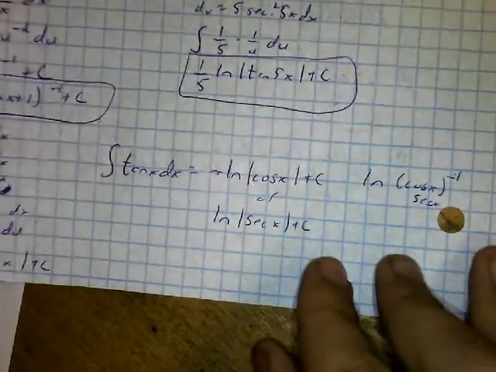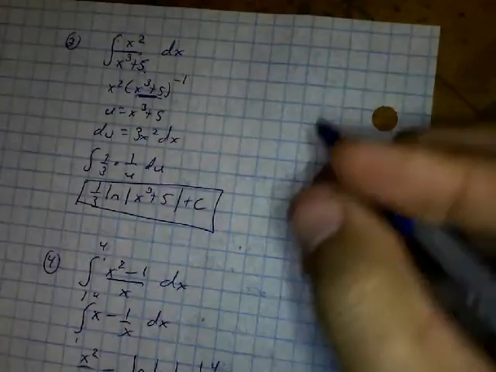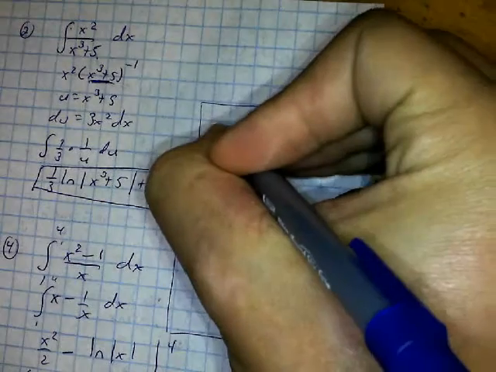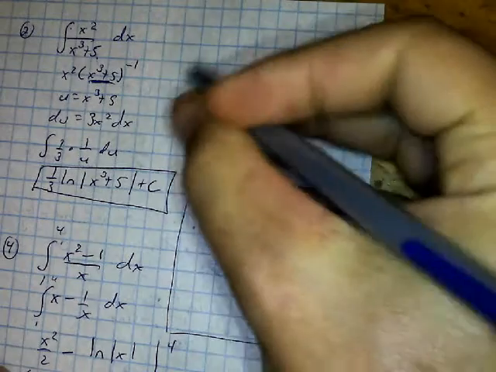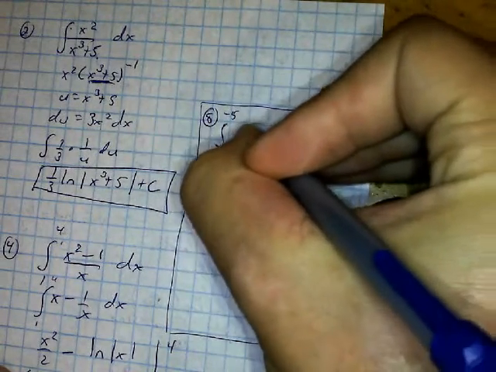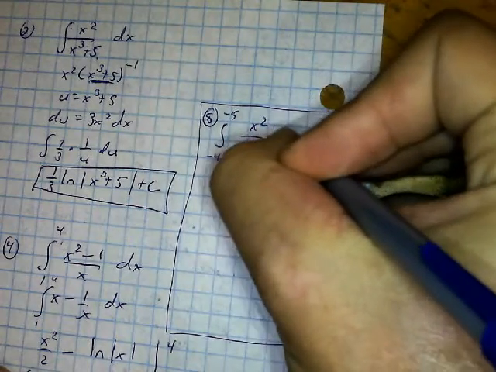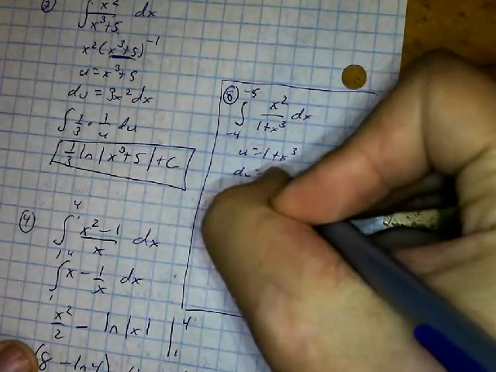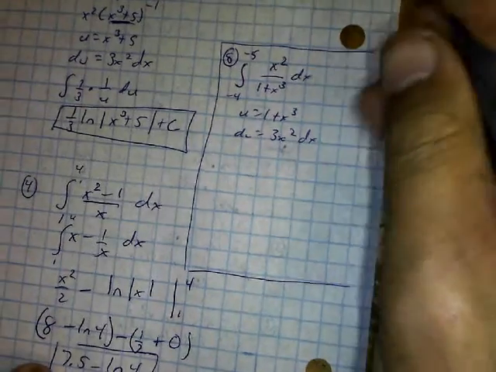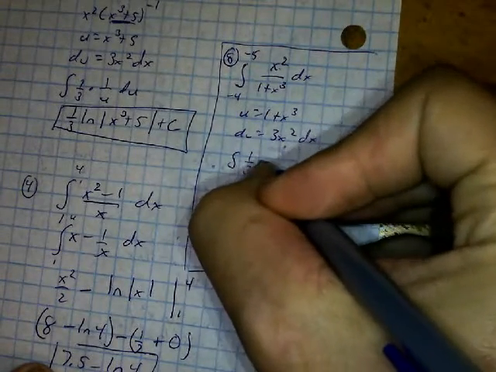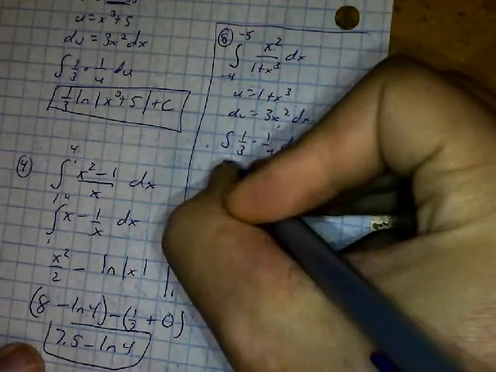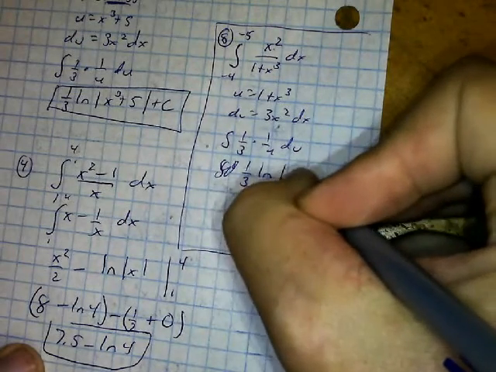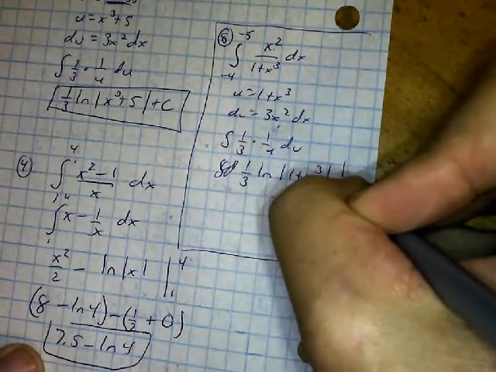So I have one more problem here. I'll squeeze it up over here, just to make one point here. The integral, this is number 8, of negative 4 to negative 5 of x squared over 1 plus x cubed. U is the bottom, so the derivative is 3x squared. Cancel out the top, integral of 1/3 times 1 over u du, which is the integral of 1/3 natural log of u. I'm going to evaluate it from negative 4 to negative 5.